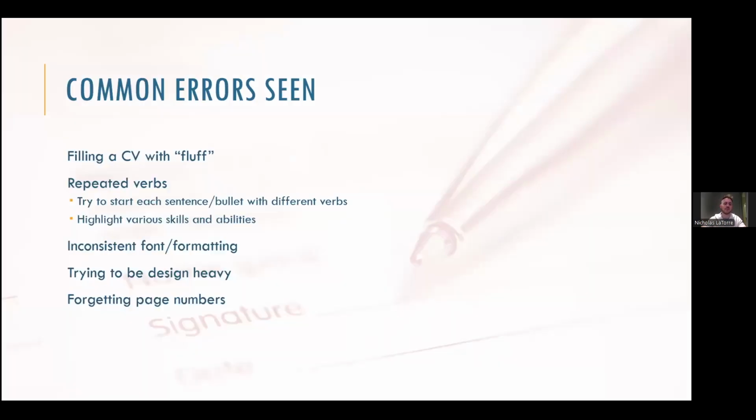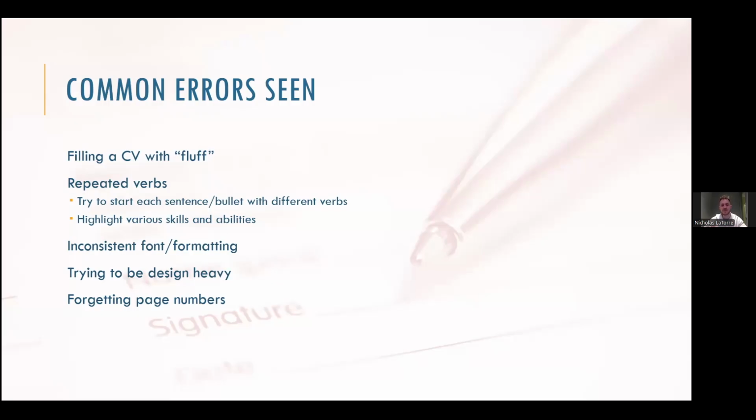So then with some common errors seen, I think including some fluff, things that are just filler, just buffing up the resume with information that's less relevant, details that we don't really need to know.